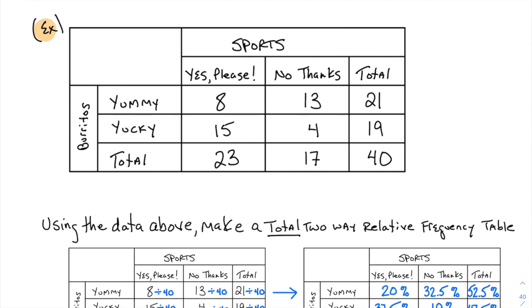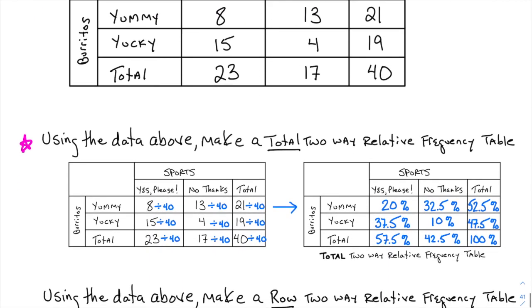Here's the same exact two-way table from the last video. Do you like burritos and do you like sports? The data is the same. Three different questions, however, could be asked. I'm going to switch to pink here. Let's imagine that here is a task. Using the data above, make a total two-way frequency table.